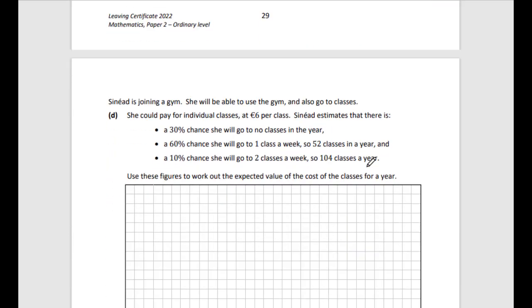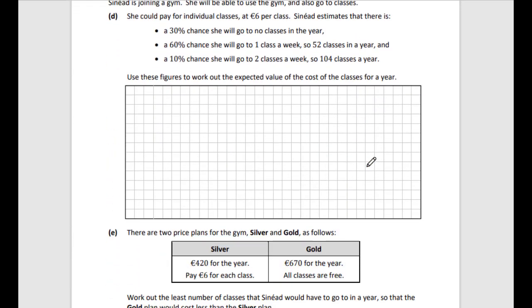Okay, so let's move on to the next one then. Sinead is joining a gym. She would be able to use the gym and also go to some classes. She could pay for individual classes at €6 per class. Sinead estimates that there is a 30% chance that she will go to no classes in the year, 60% chance that she'll go to 1 class a week, and 10% that she'll go to 2 classes a week. Use these figures to work out the expected value of the cost of the classes for the year.